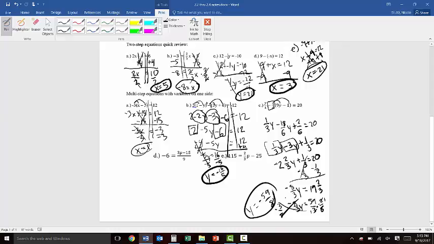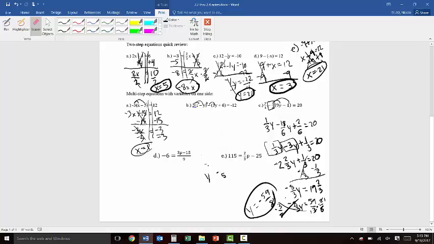I'm going to go ahead and erase this middle problem since we're done with it. That way I have some room to write my next couple problems.